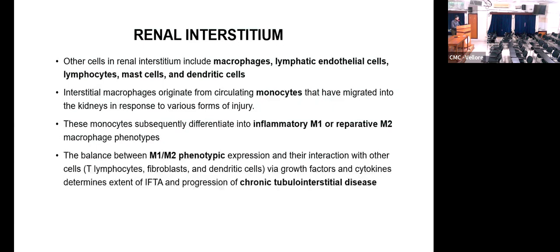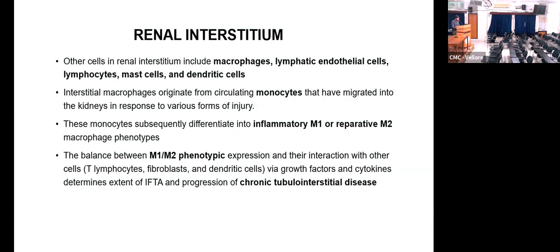The main cells in the interstitium are the macrophages. You have the dendritic cells also, which are basically the antigen presenting cells. We have the lymphatics, the endothelial cells, the mast cells. The interstitial macrophages basically originate from the circulating monocytes that have migrated into the kidneys, especially in various forms of injury. Mainly there are two different types, class-wise, M1 and M2. Depending upon which phenotype is more, there will be more fibrosis or less fibrosis, or more of the reparative process that happens in the kidney.